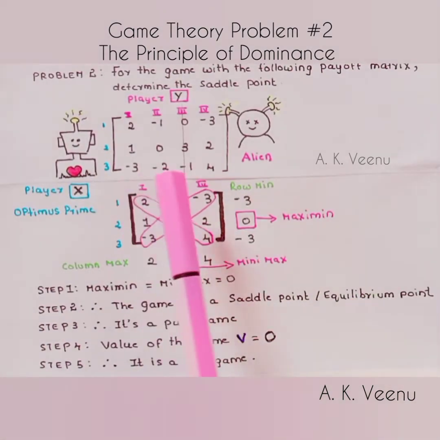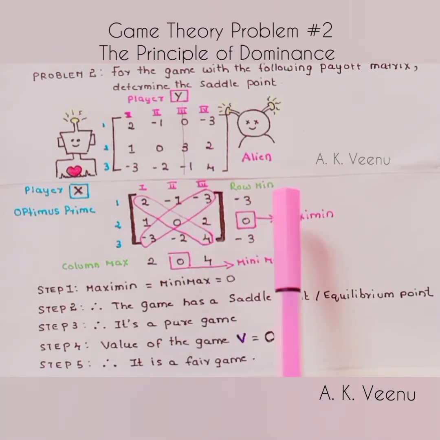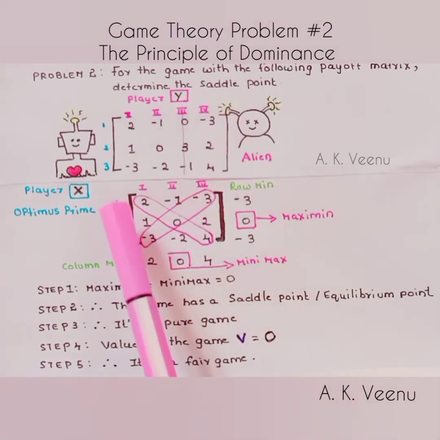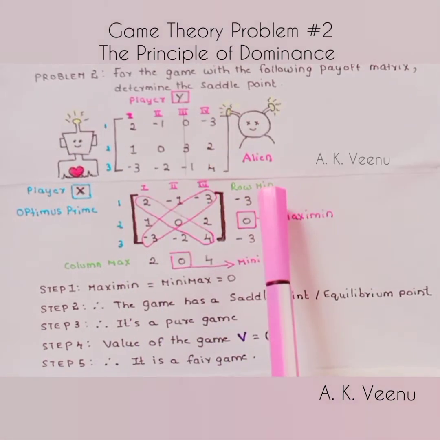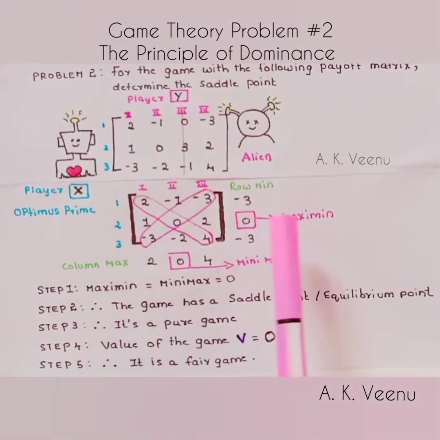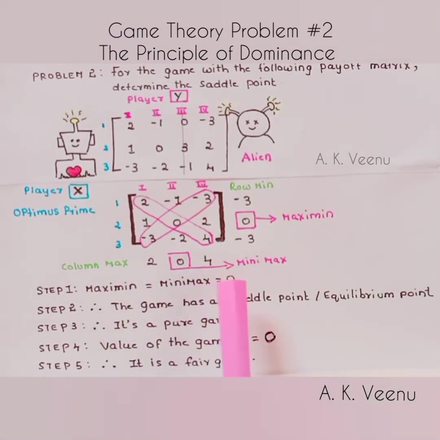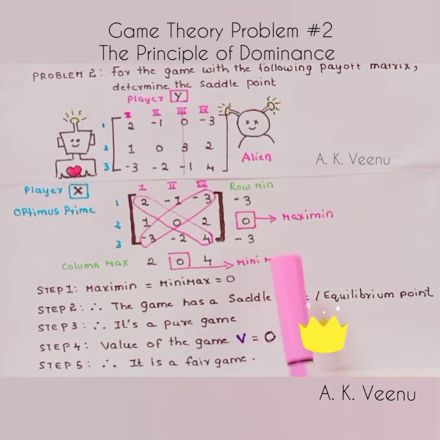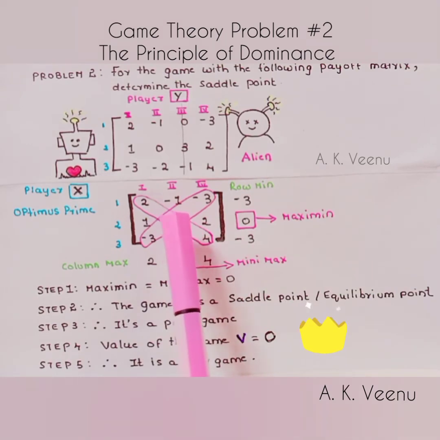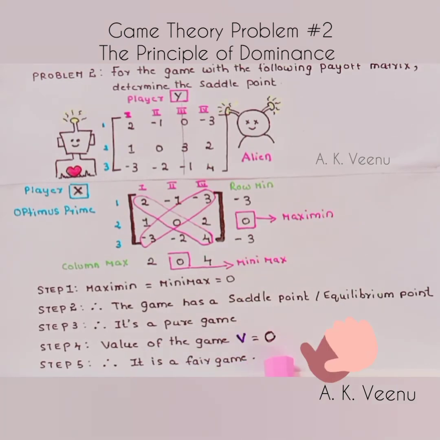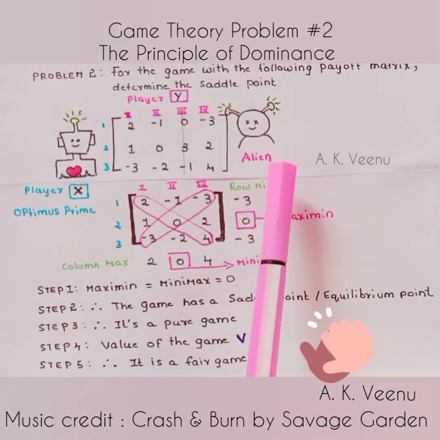To summarize, we have solved a pure game using the principle of dominance. We have reduced the 3 by 4 matrix into a 3 by 3 matrix, and the first step is to find the row minimum and the column maximum. And then we find the maximin and the minimax. Since the maximin is equal to minimax, which is equal to 0, the game has a saddle point or an equilibrium point. And since the game has a saddle point, it is a pure game. And the value of the game is the payoff at the saddle point, which is equal to 0. And since the value of the game is 0, it is a fair game, which means it is not favorable to either Optimus Prime or the alien from the outer space.